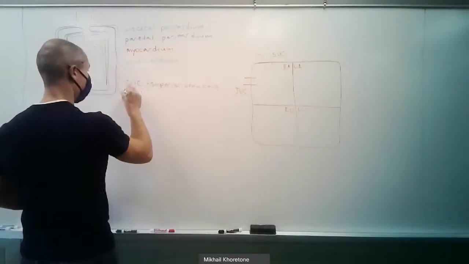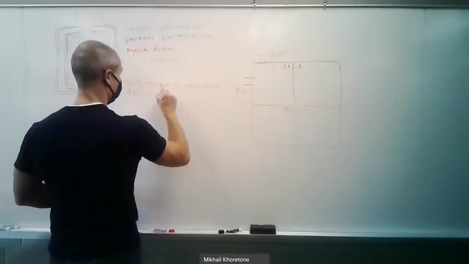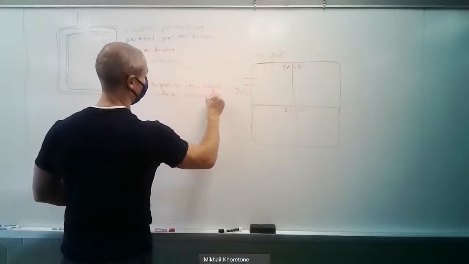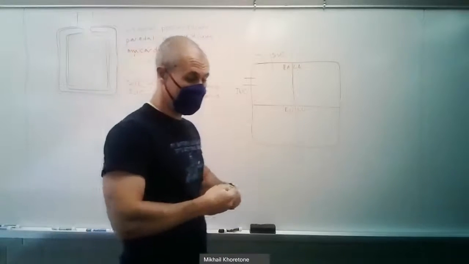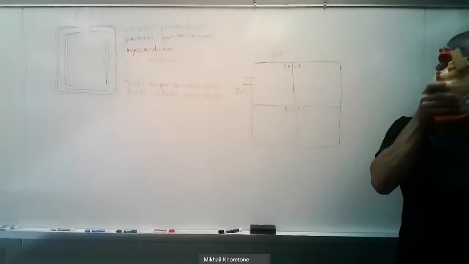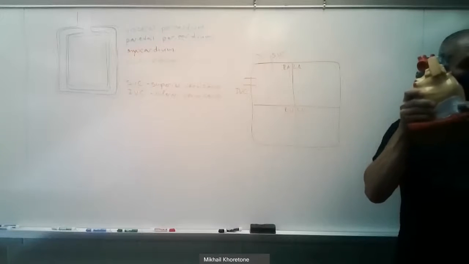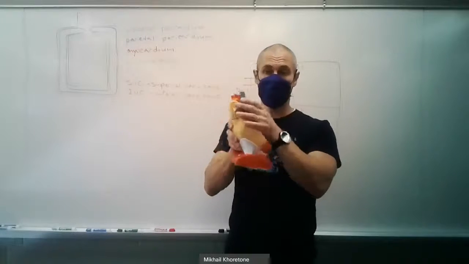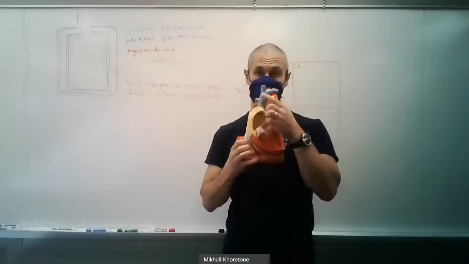Vena cava. In this model, you can also kind of see it. So this here is inferior vena cava. Right, I'm going to step. Inferior vena cava. That one is superior.